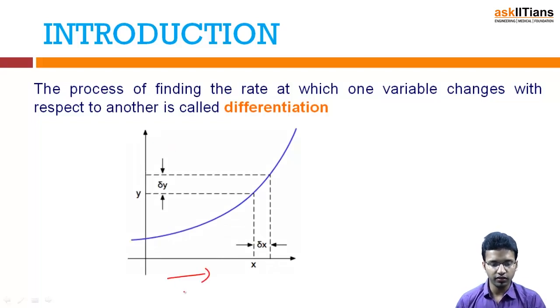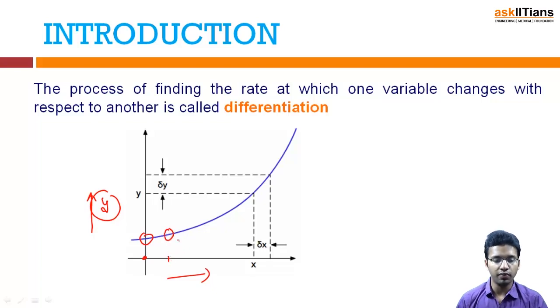Now this is the variable x and this is the variable y. We know that y comes from the values of x. If you put 0, it comes somewhere here; if you put it here, it comes somewhere here. So differentiation says that I want a rule which gives me the rate of change at a particular point.